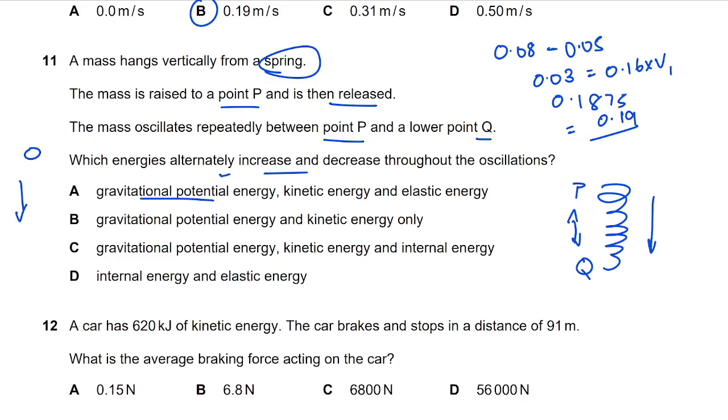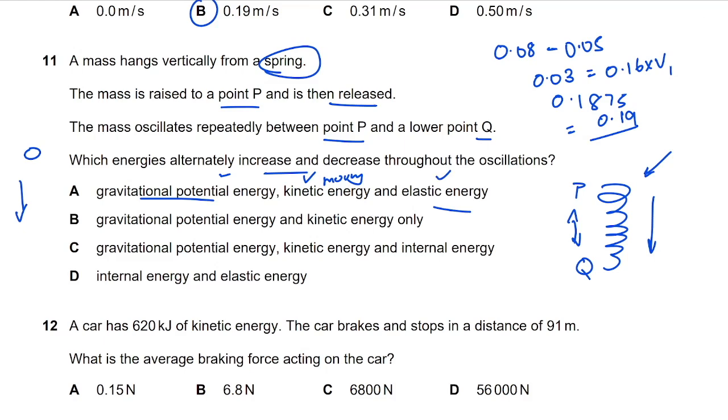Kinetic energy. Kinetic energy is energy that is stored in a moving object. In this case, the spring is moving, so we will also need this. Elastic energy is energy that is stored in a spring. The reason why it oscillates is because of elastic energy. So we also need elastic energy.